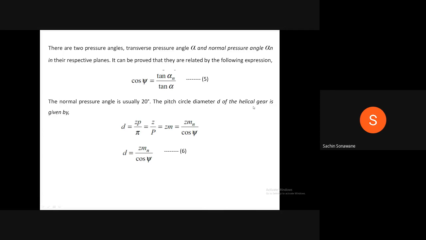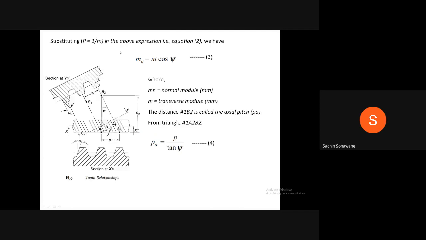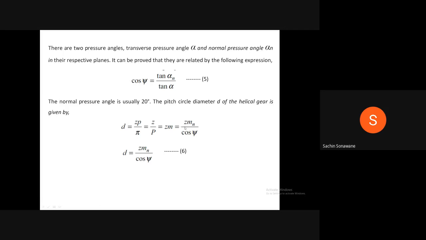The pitch circle diameter d of the helical gear is given by d is equal to zp upon pi, which is equal to z divided by capital P, which is equal to z into m, because 1 upon diameter pitch is equal to module. Substituting the value of m from equation 3, m is equal to mn divided by cos psi. Therefore we get equation 6, that is d is equal to z mn upon cos psi. Therefore, write down this.